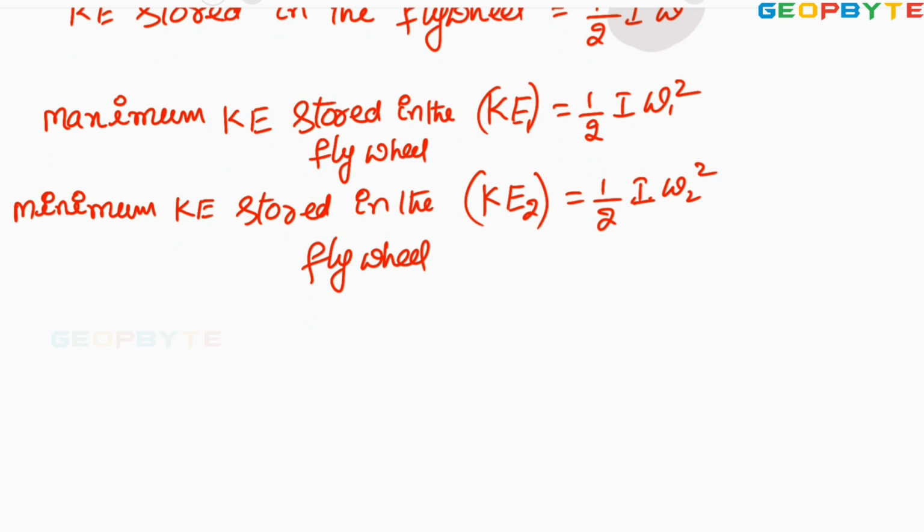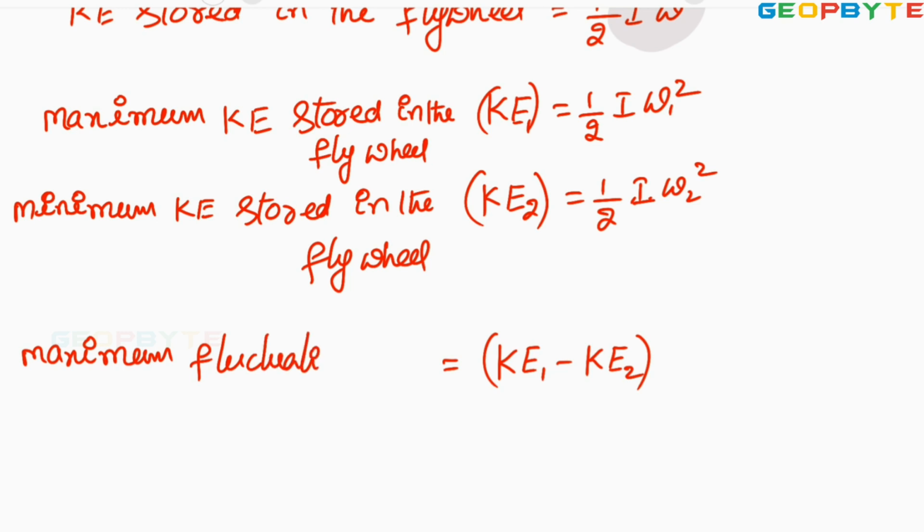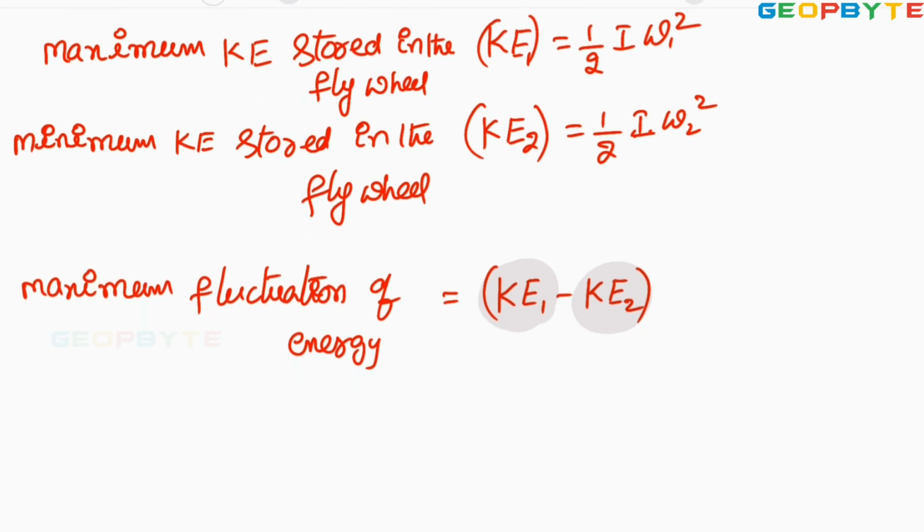Dear friends, remember the difference between this maximum kinetic energy and minimum kinetic energy is called maximum fluctuation of energy. Maximum fluctuation of energy equal to the difference between the maximum kinetic energy and minimum kinetic energy. Of course, it can also be written as half I into omega 1 square minus omega 2 square. This is the maximum fluctuation of energy.